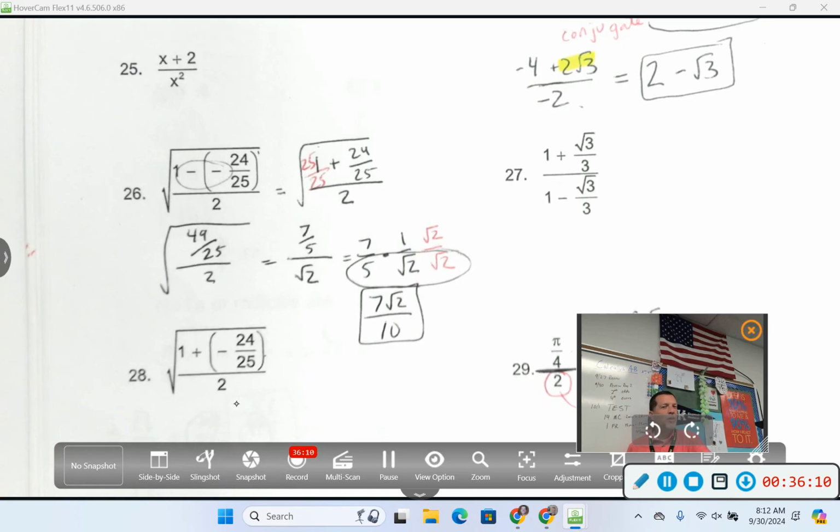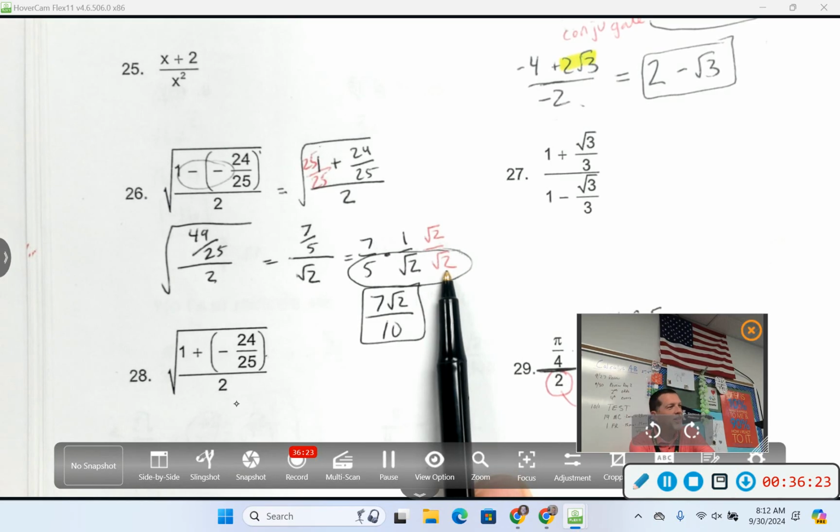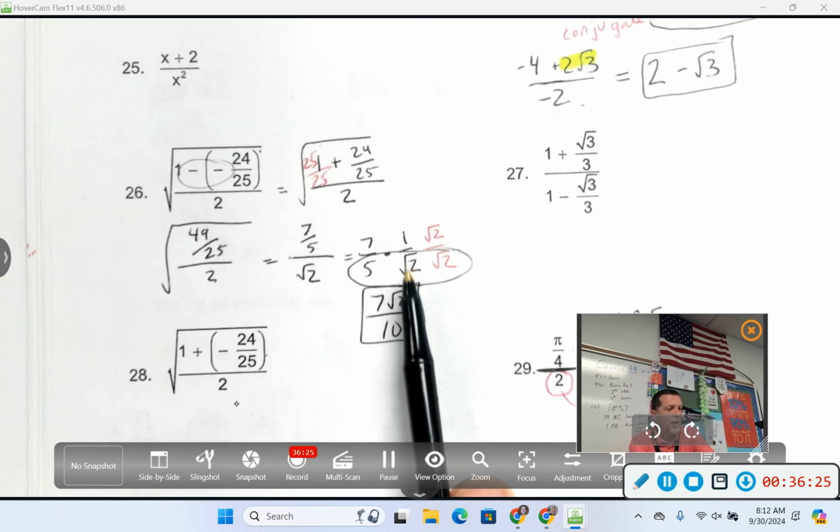I didn't randomly multiply. What am I randomly multiplying by that you're worried about? Which 2? The red ones. Why are those red root 2's on there? What am I doing? Take the root 2's out of the denominator. I'm fixing that root.